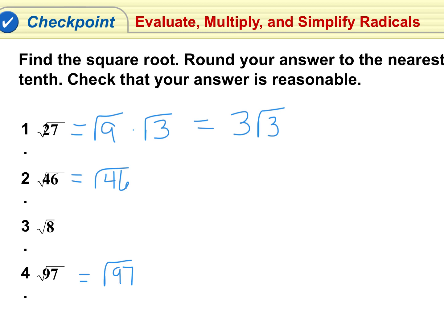Okay? Number 3, what's the first thing we ask? Is it on the list? Square root of 8? Right. It's not on the list, so then we go to our next step. Look what goes into it. Joe, what'd you say? 4. So square root of 4, and then what's left over? Times square root of 2.